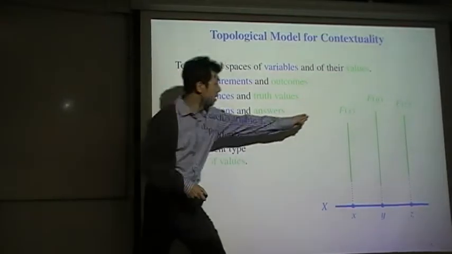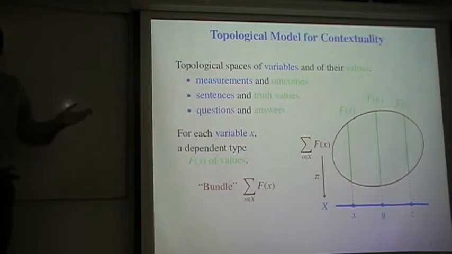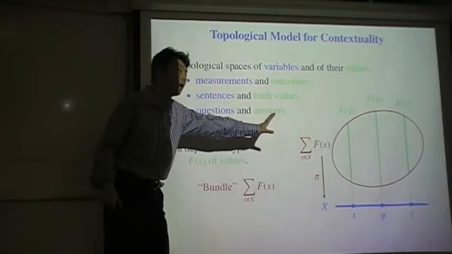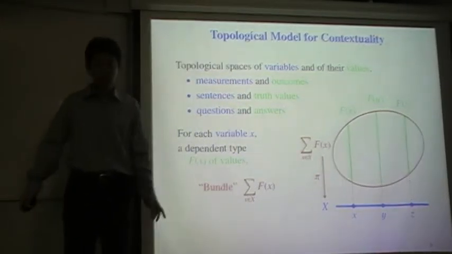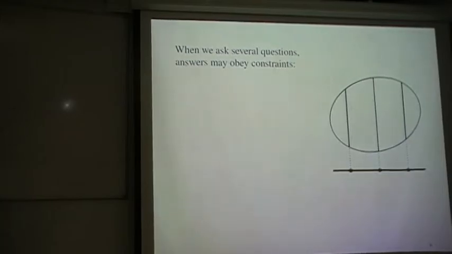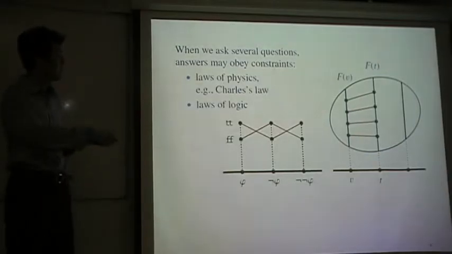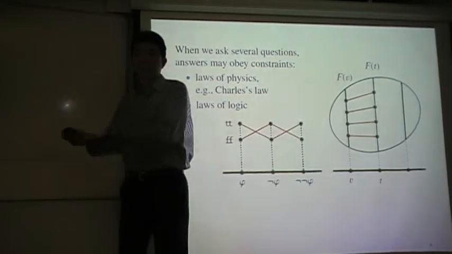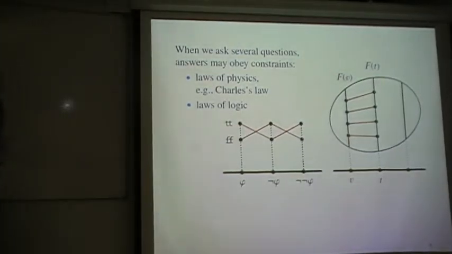And then draw them like fibers over each variable, and then take a disjoint union of all of them, just like you do with fiber bundles. It's not going to be quite fiber bundles, but the idea is the same. And actually, it comes with a nice topology because when you make several measurements, answers or outcomes may obey certain constraints. For instance, in the physical setting, the volume and the temperature of the gas are proportional to each other. Or if you take a sentence and its negation, their truth values are anti-correlated. And so on and so forth.